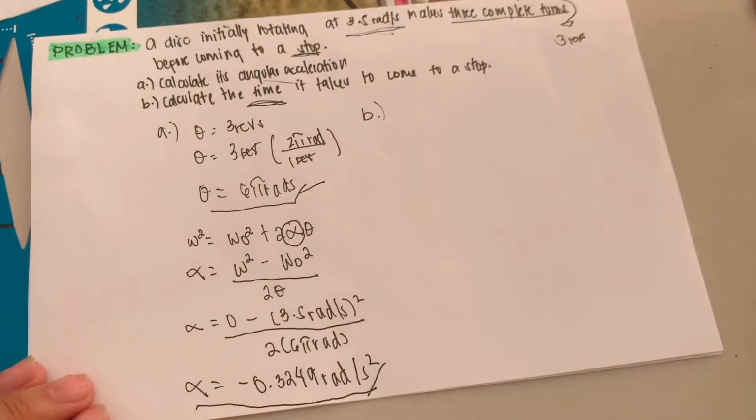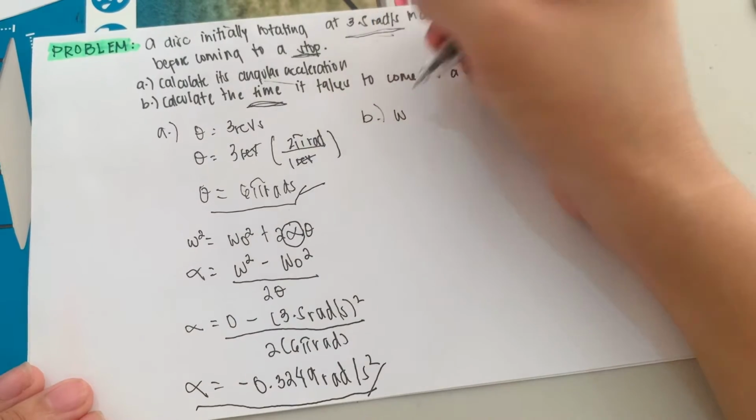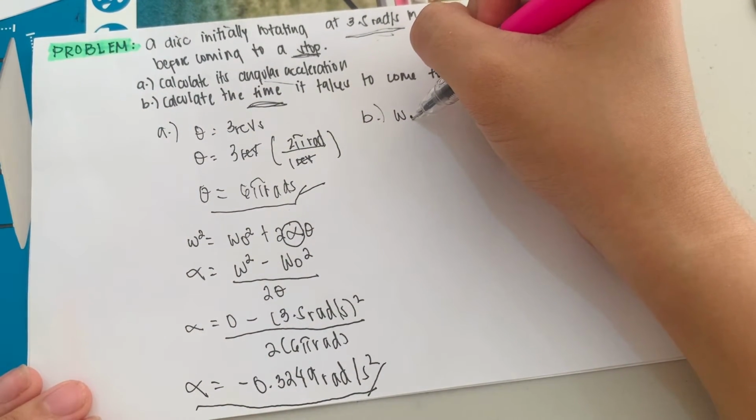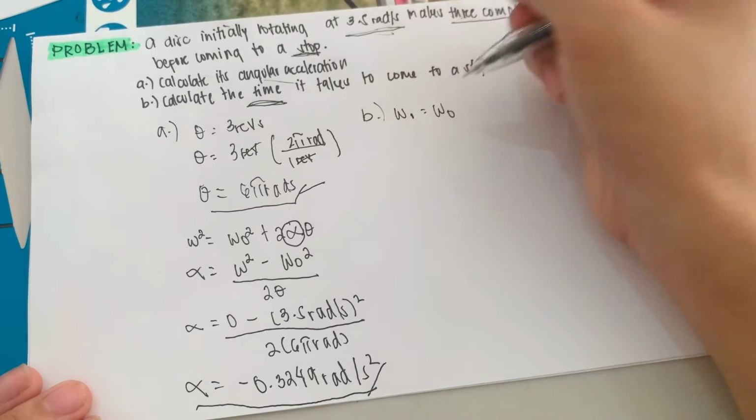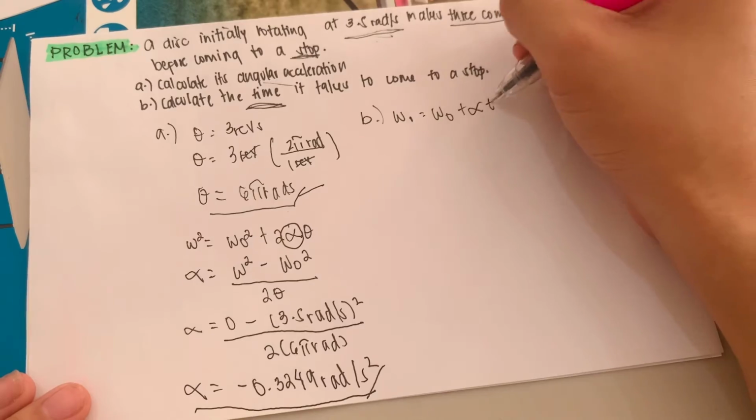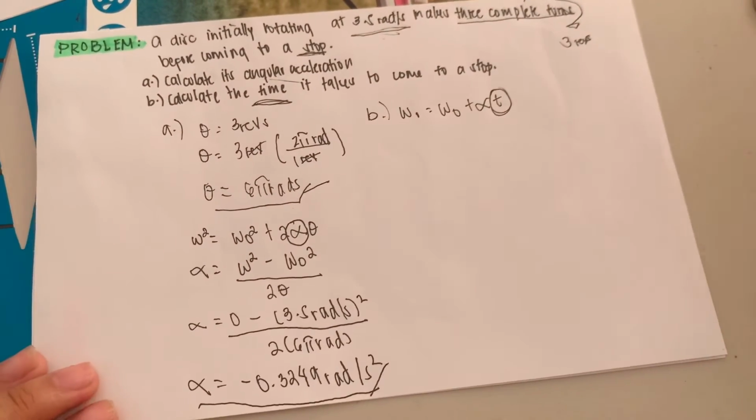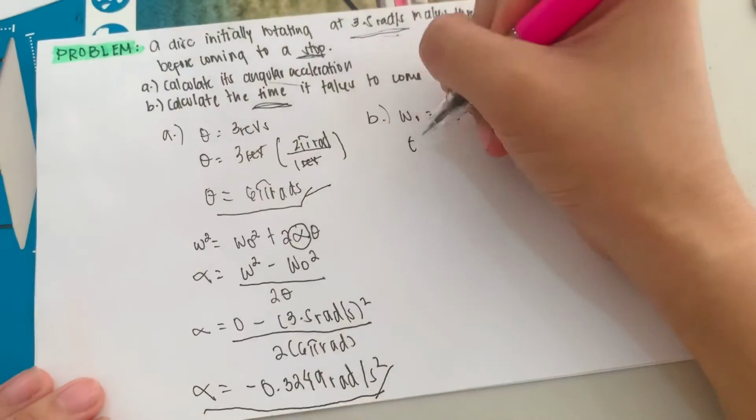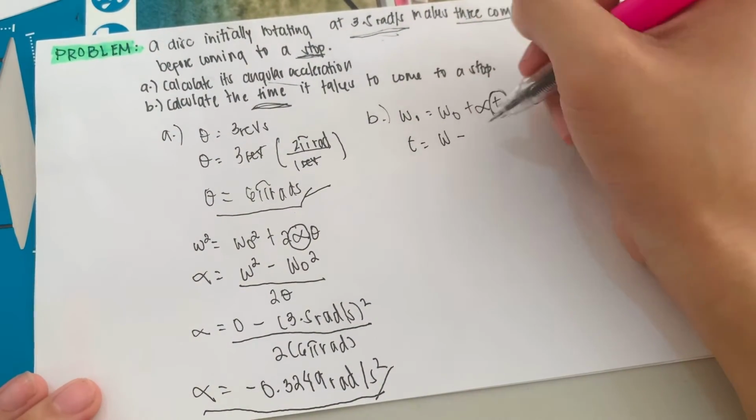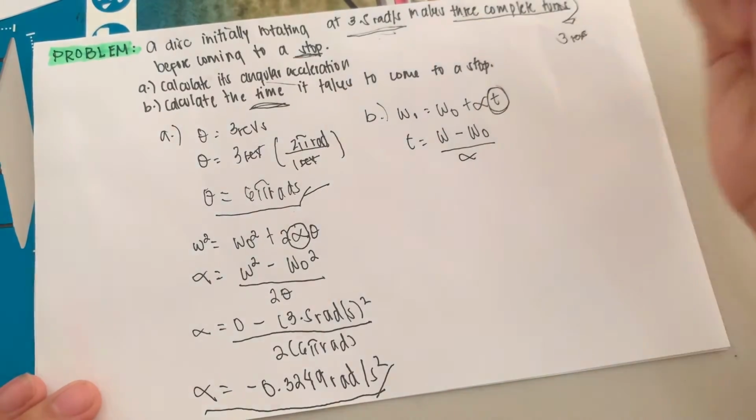And ang gagamitin natin dito, para makuha natin yung time, is yung first equation: final angular velocity is equal to initial angular velocity plus angular acceleration times the time. So, ito yung hinahanap sa atin, yung time. So, magde-derive lang ulit tayo ng formula. So, time is equal to final angular velocity minus the initial angular velocity over yung angular acceleration.